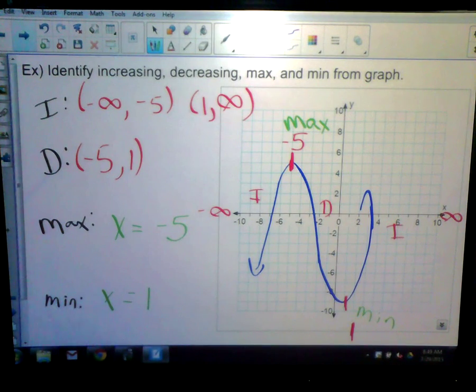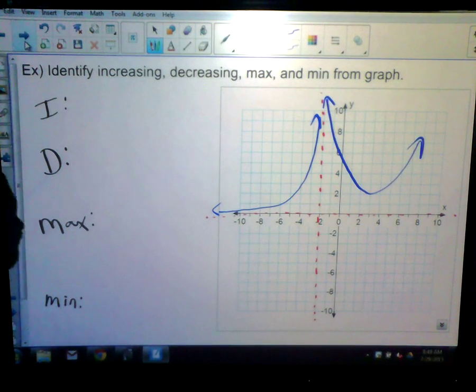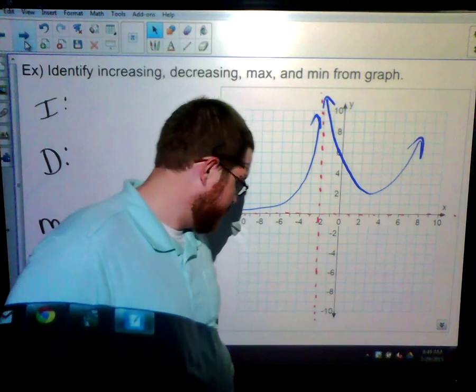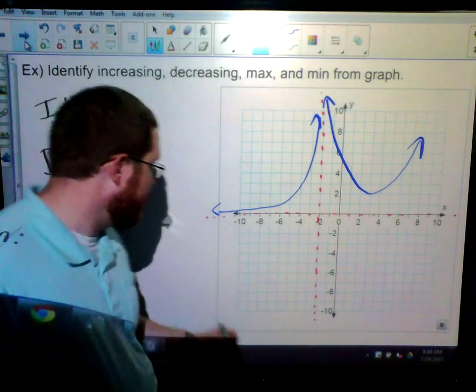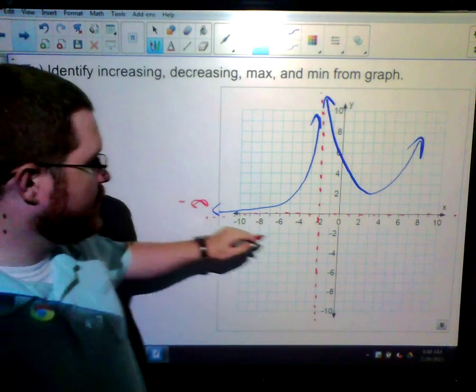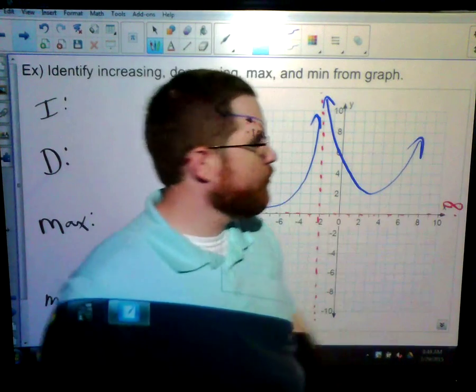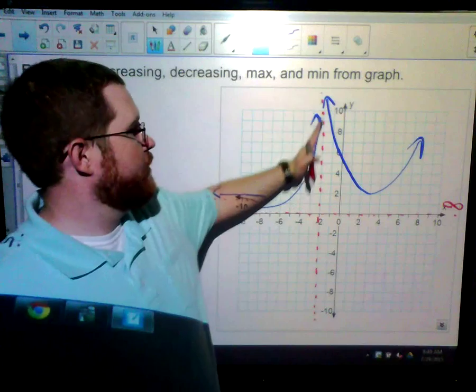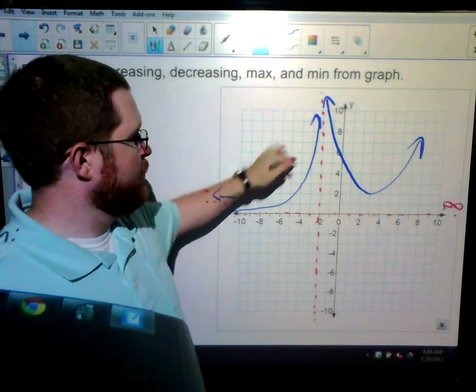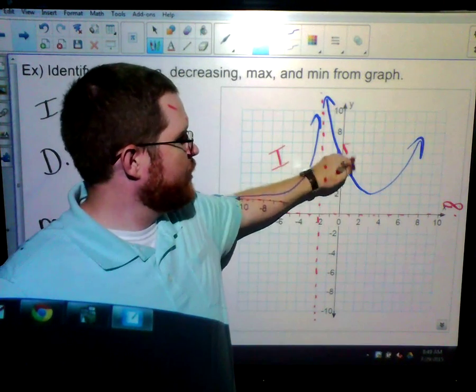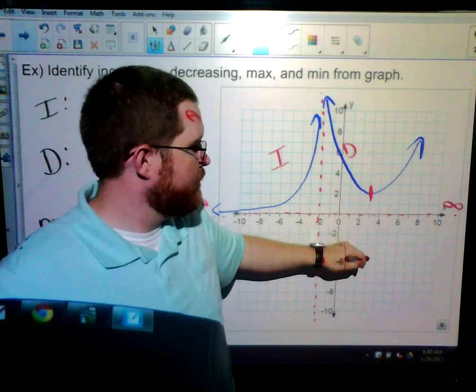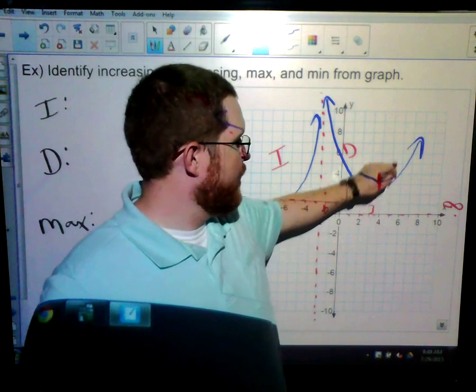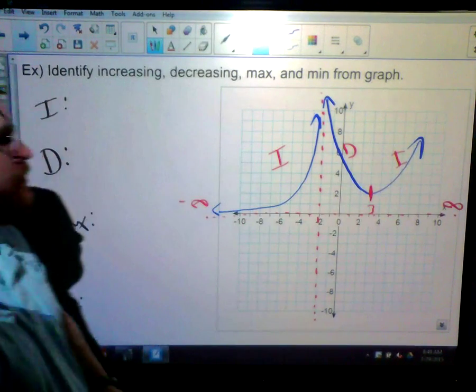Let's try one that's a little bit more difficult. Let's try one that has asymptotes in it. So, again, if it helps, put a little negative infinity over here and a positive infinity over here, and let's read it left to right. This side is increasing, and then it's decreasing to this point, which is 3, and then it's increasing again.